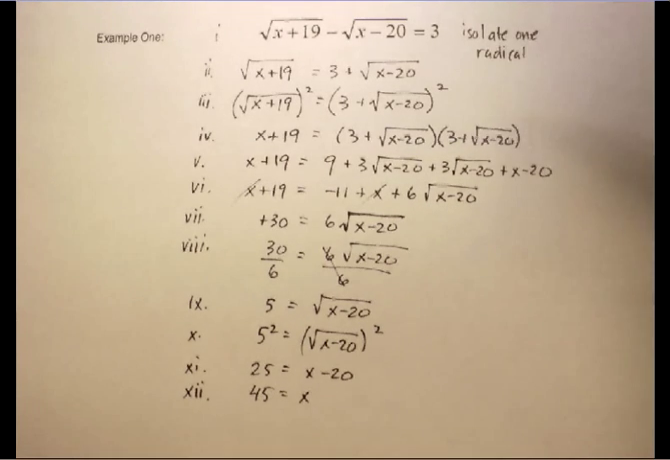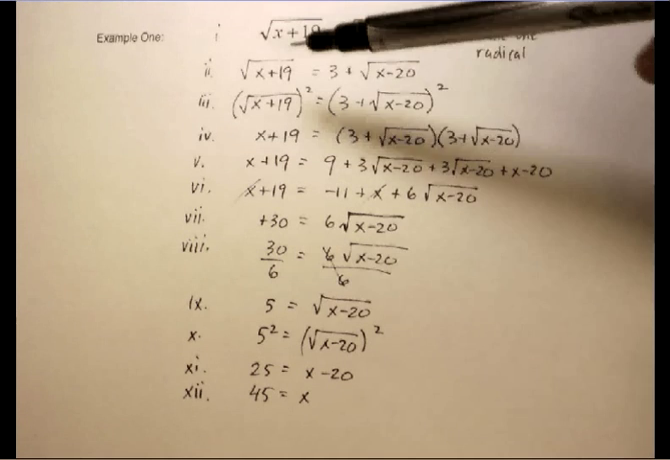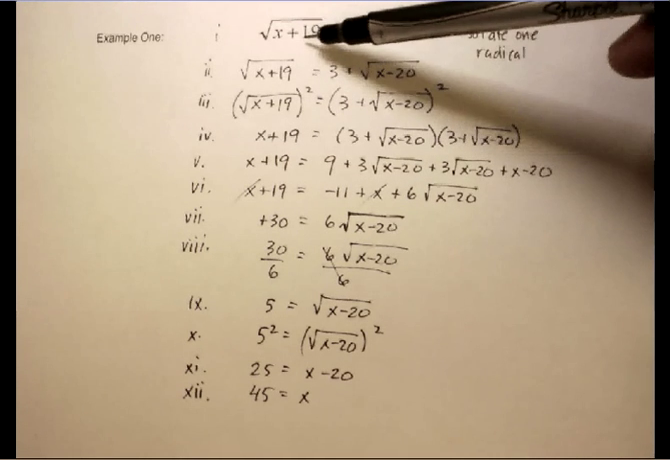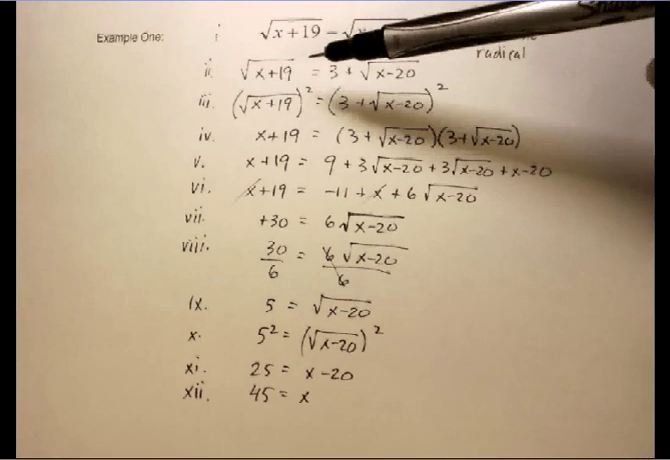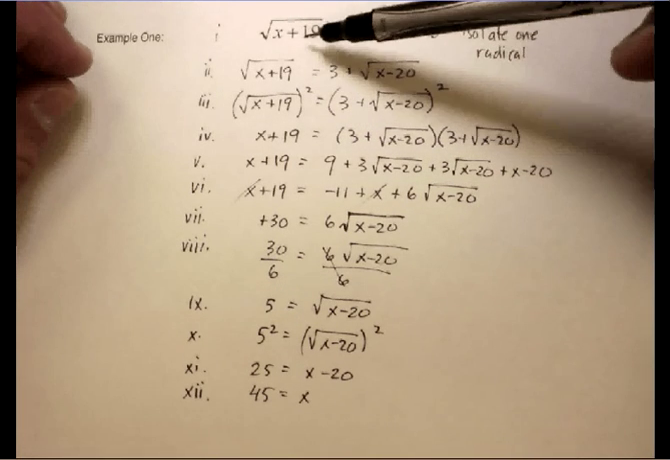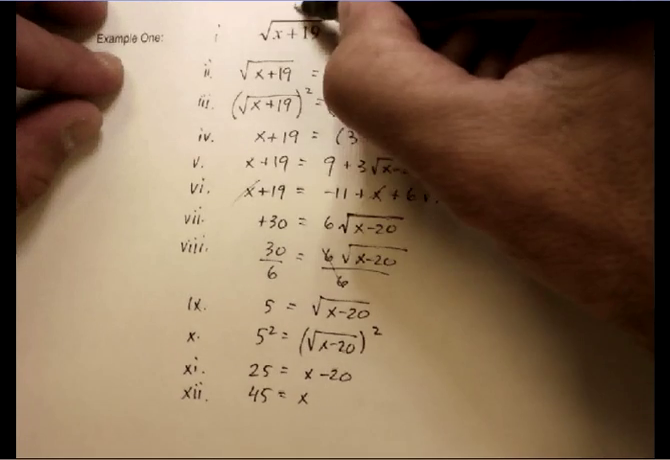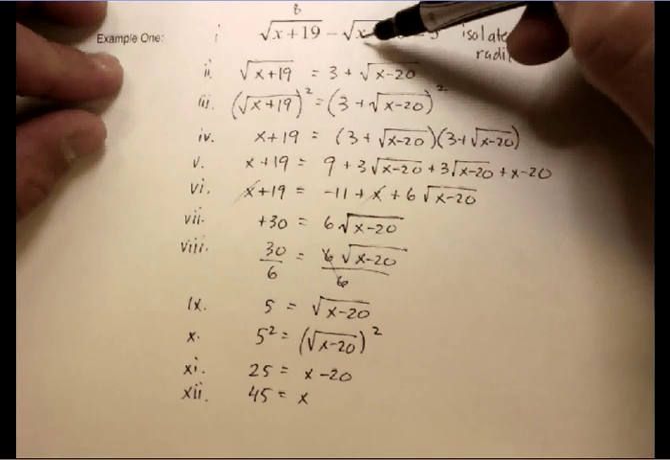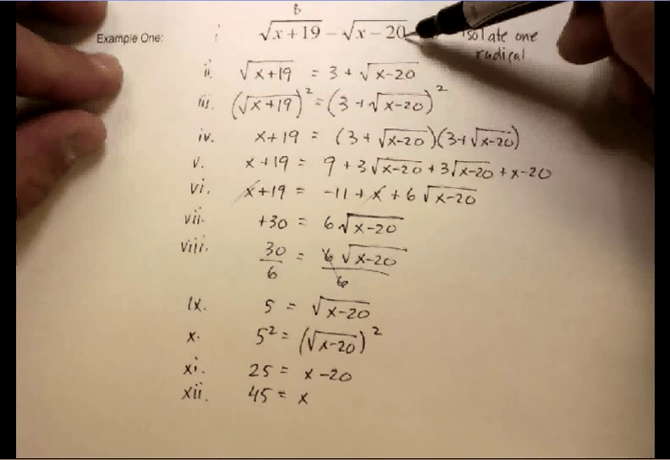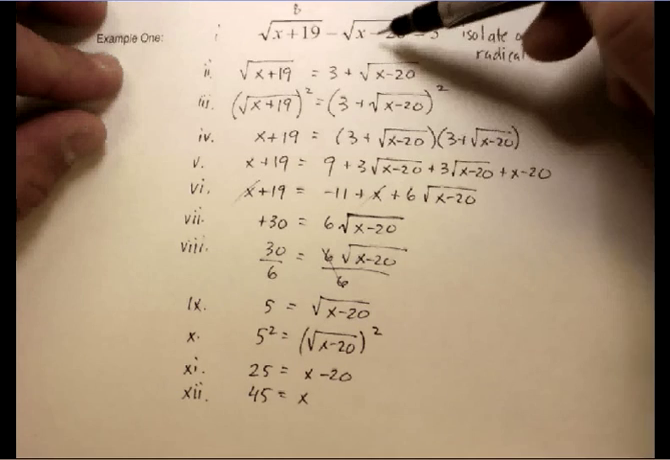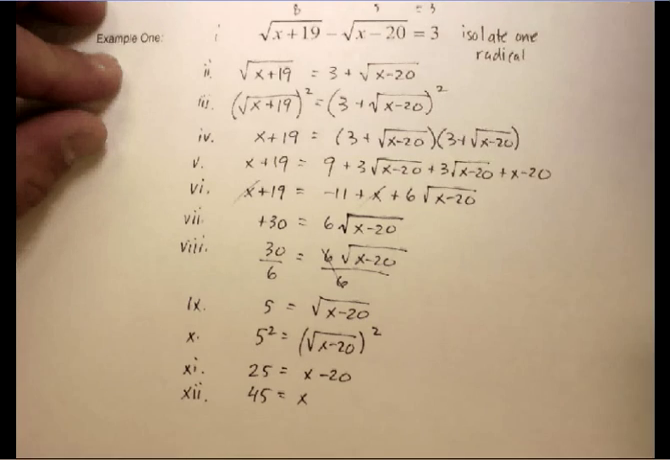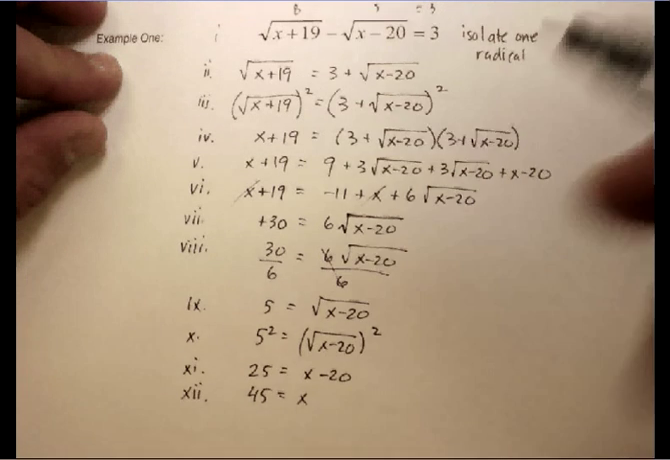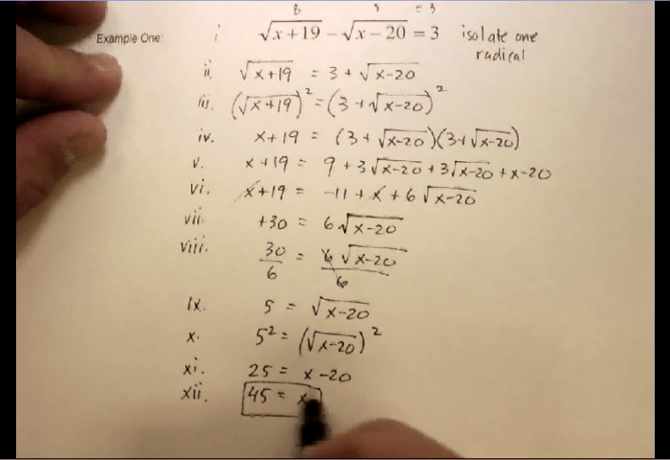If I were to plug that back in, I would get my correct answer. So let's try that real quickly. 45 plus 19 is 64. The square root of 64 is 8. So let me write that up there. Minus, 45 minus 20 is 25. The square root of 25 is 5. 8 minus 5 is equal to 3. And there's my answer. So the answer is x is equal to 45.